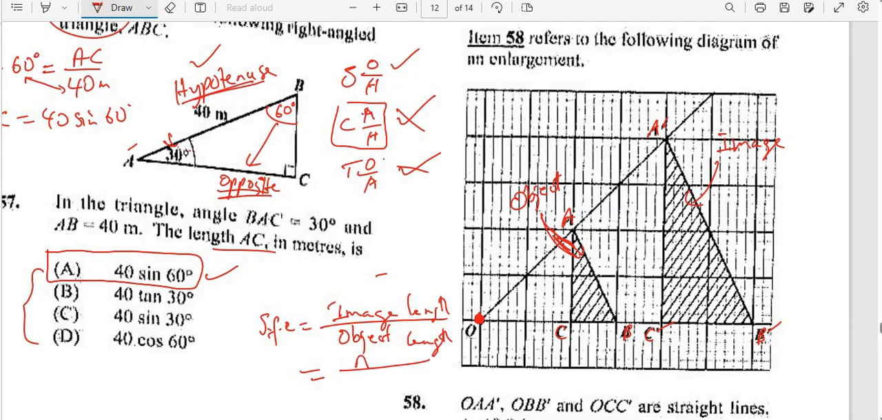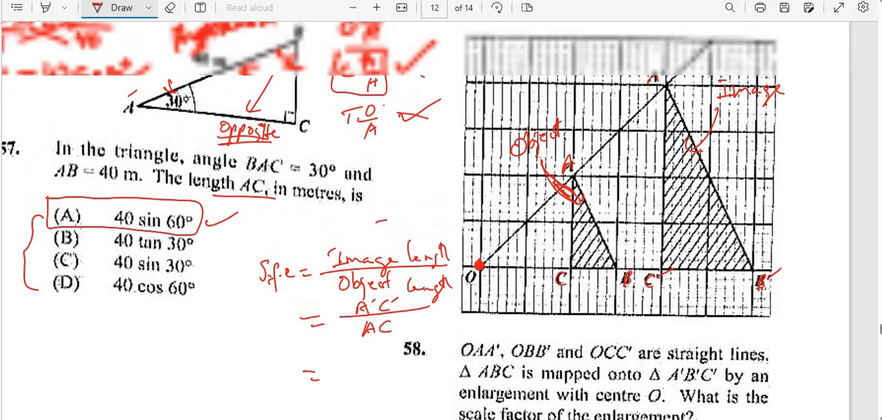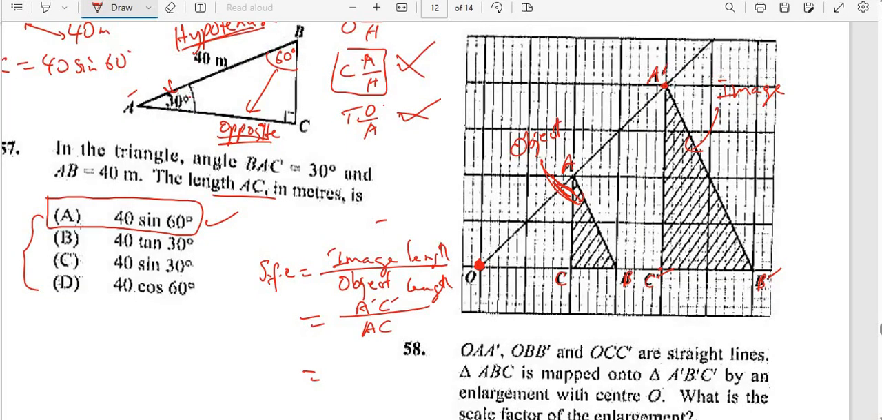So I'm going to put A prime C prime over AC. Okay, so you can see the dash means that's the image we're looking at. A prime to C prime will be what? So A prime to C prime, this is A right here, and this is A prime, this is C prime right here. We have 1 unit, 2, 3, 4 units.